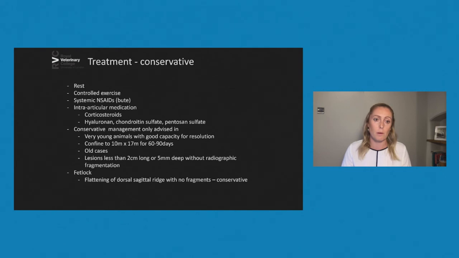We've discussed confinement to a convalescence paddock to try and help resolve these lesions. Small lesions that are less than 2 centimetres long or 5 millimetres deep without radiographic fragmentation, or in the fetlock, mild flattening of the dorsal sagittal ridge with no fragments, you'd likely go along the conservative management route.